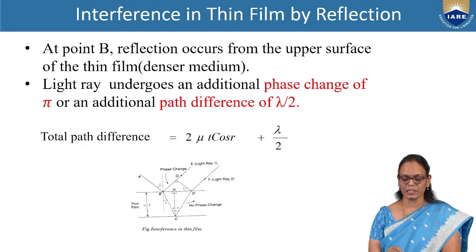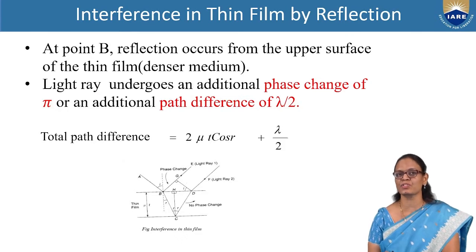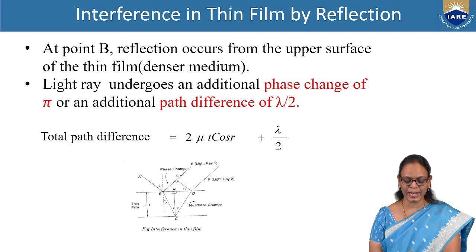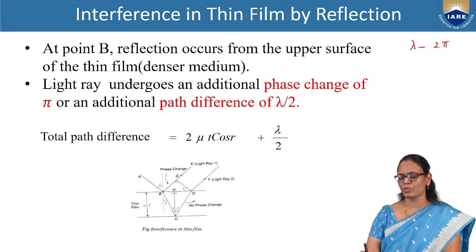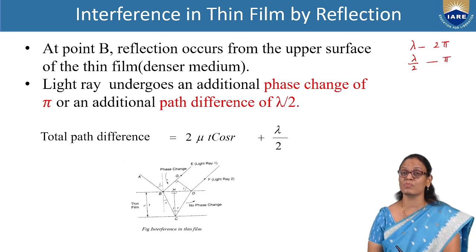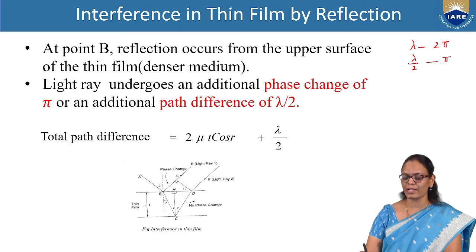Now at the point B, the reflection occurs from the upper surface of the thin film, that is the denser medium. So the light ray undergoes an additional phase change of pi, or an additional path difference of lambda by 2. Whenever there is a path difference of lambda, there will be a phase difference of 2 pi. So for a path difference of lambda by 2, it will be pi. What we are seeing here is that because it is from one medium to the other, there is always a phase change of pi, which corresponds to a path difference of lambda by 2.